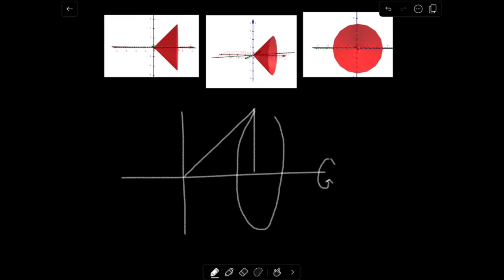So we're rotating a triangular region about this. It's going to make a cone. Okay, so it's going to look like that. Let's give it some depth. There we go.